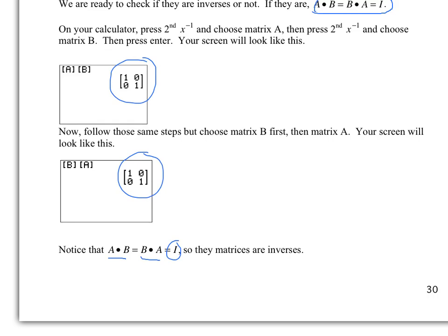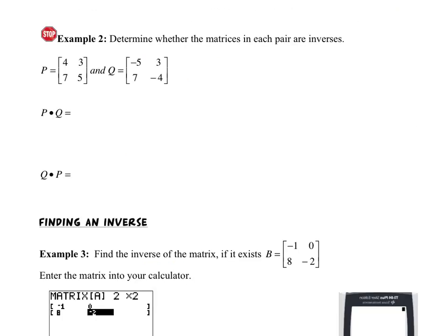Now, if I was to do A times B right here, and I get something totally different, like if I got 4, 6, 7, 8, some random numbers that aren't the identity, you could be done, because there's no chance that they're going to be inverses. But if you get that A times B is the identity, you do have to check if B times A is, because that could be some other random matrix, in which case then you know that they're not inverses.